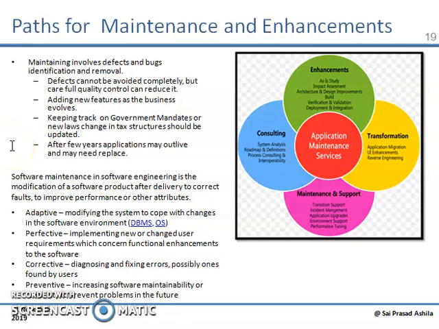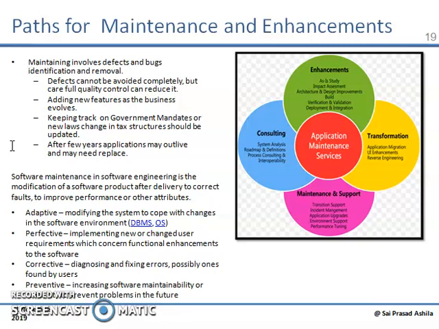Paths for maintenance and enhancement. There are different paths. Maintaining involves defect and bug maintenance and removal. Defects cannot be avoided completely, but careful quality control can reduce them. Adding new features as the business evolves, keeping track of government mandates, and new laws changing the tax structure should be updated. After a few years, an application may outlive its use and may need replacement.